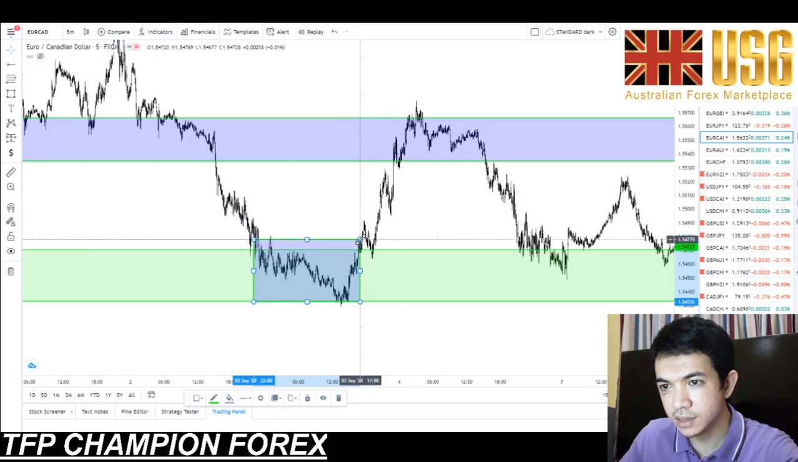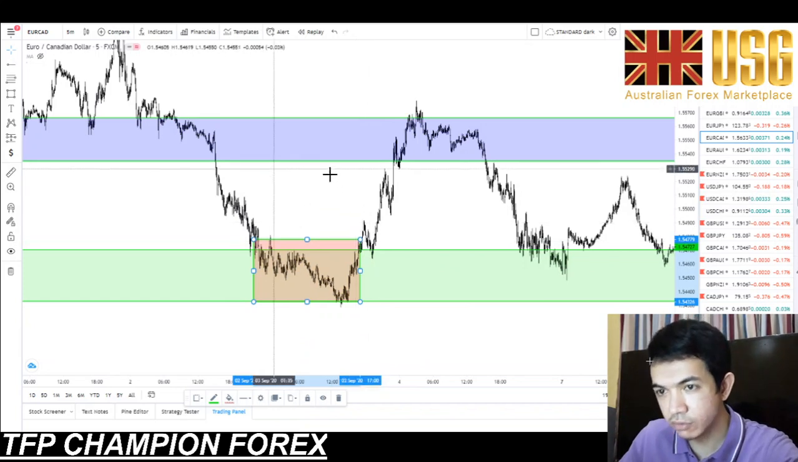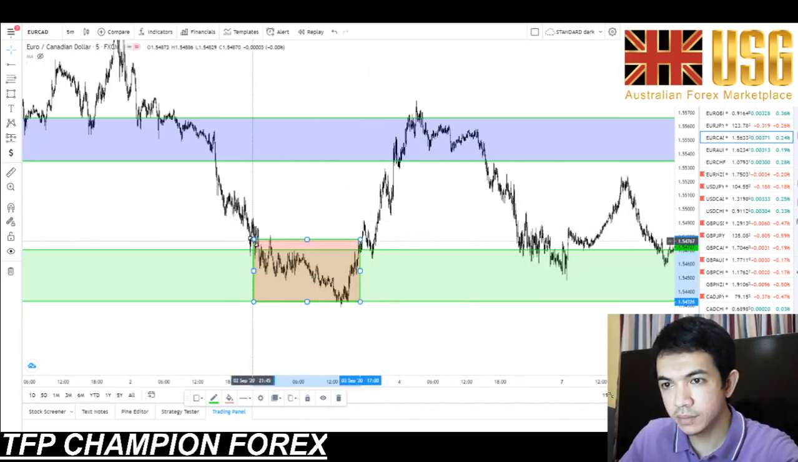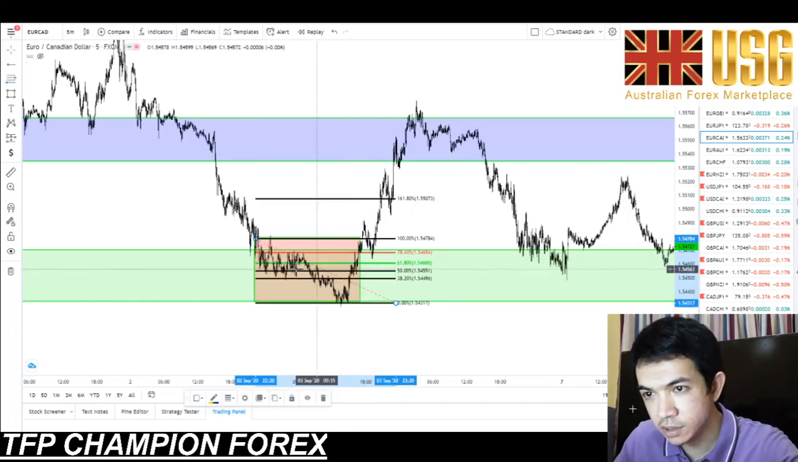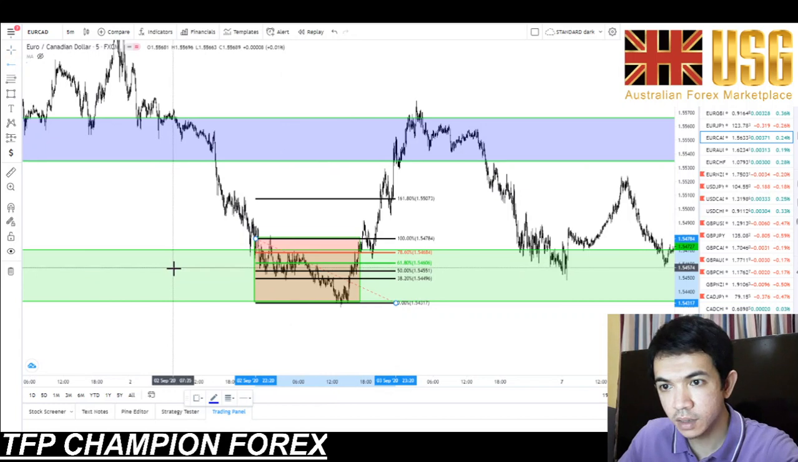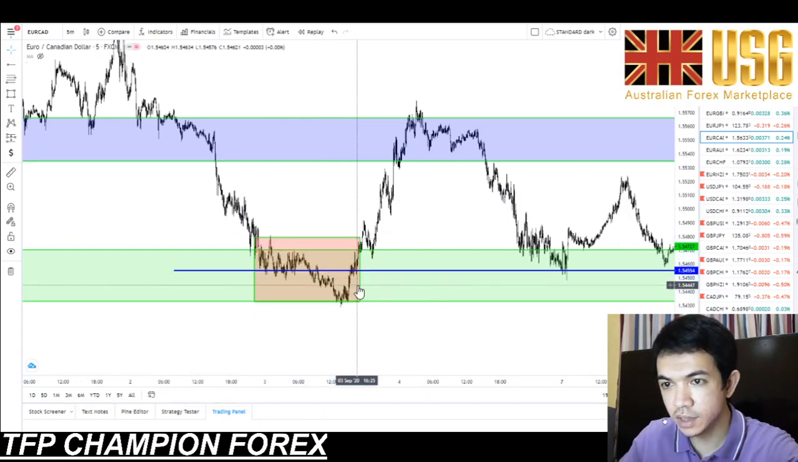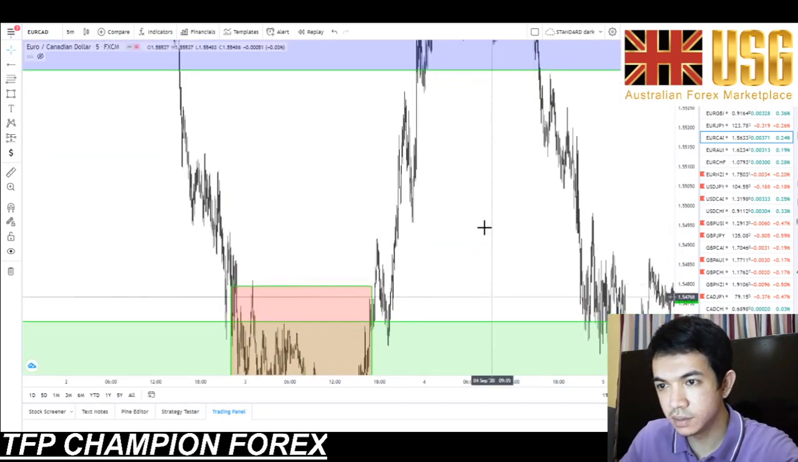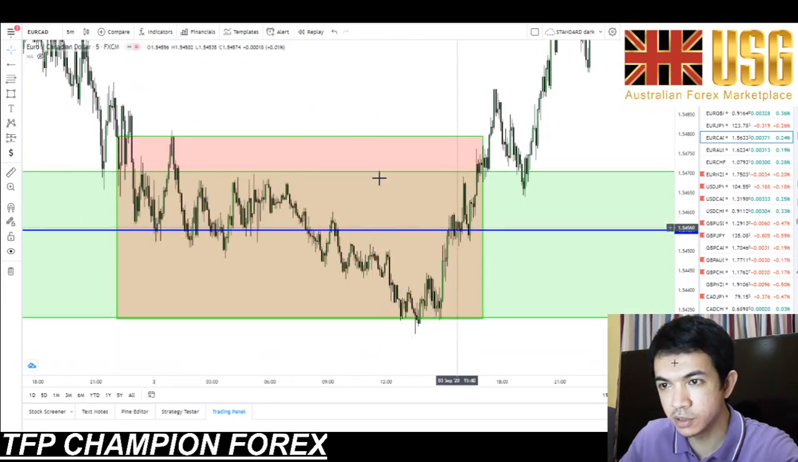So let's say you have this consolidation. You have to draw a box every time. And after that, you have to use your 50% tool or your Fibonacci tool to mark your 50% level at this consolidation. So this is my 50%. Alright, we all know that. And even if you don't have this tool, you can just estimate your 50%. So basically this is your 50% level.